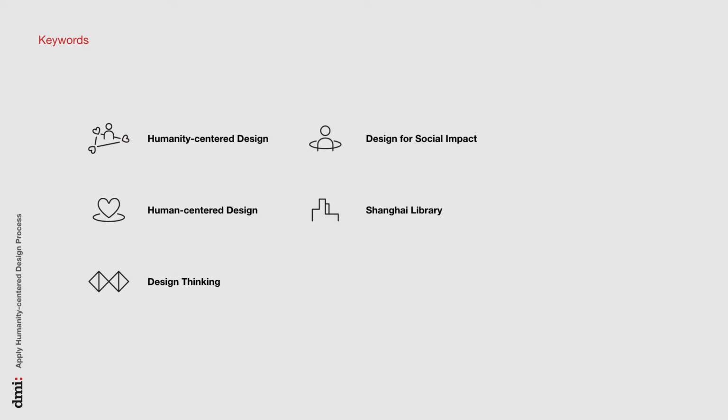Here are some keywords: humanity-centered design, human-centered design, design thinking, design for social impact, Shanghai Library, participatory design, innovation space. The keywords are all interconnected, interrelated, and represent the essence of the study.